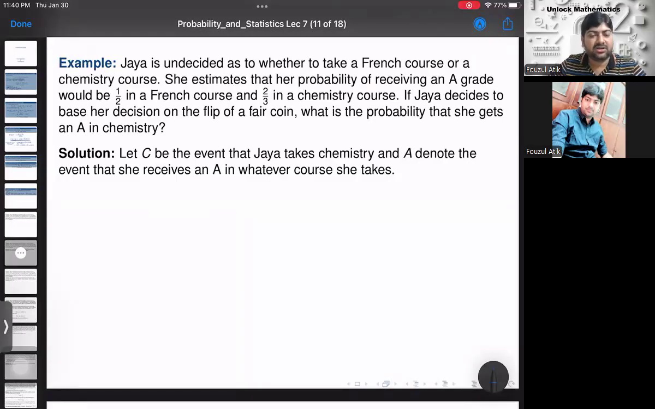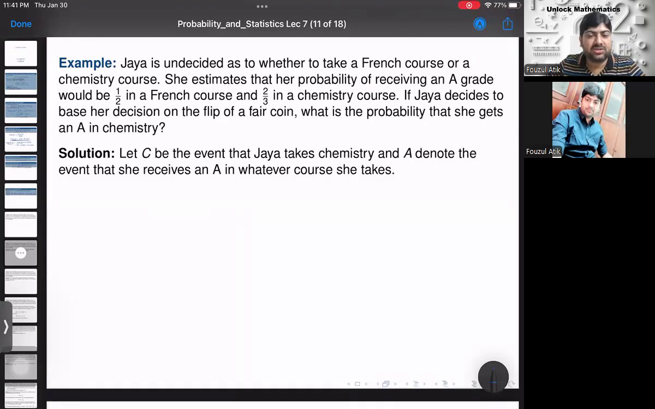So let us denote some events with some names. Let C denote the event that Jaya takes chemistry, and A denote the event that she receives an A in whatever course she takes. So C is the event that she will take a chemistry course, and A denotes the event that she receives an A grade irrespective of the course she has taken, because our ultimate aim is to get the A grade. So irrespective of what course she takes, A is the event that she will receive an A grade. So these are the two events we have denoted, C and A.